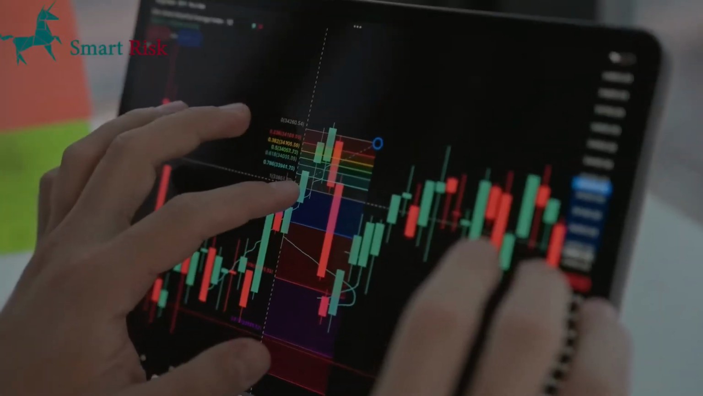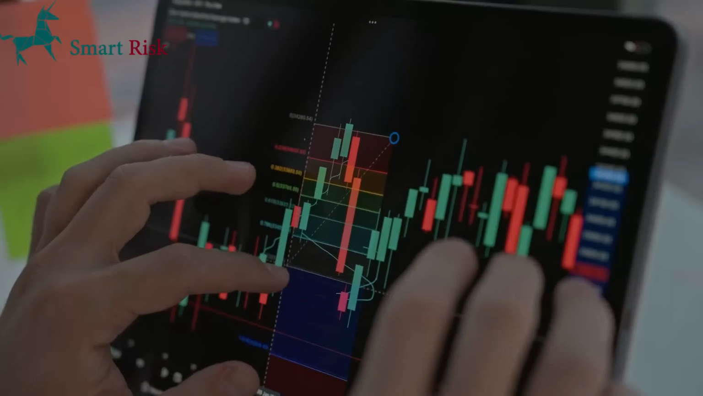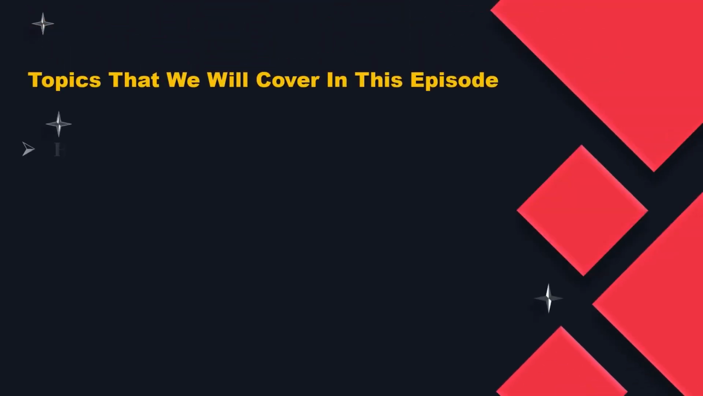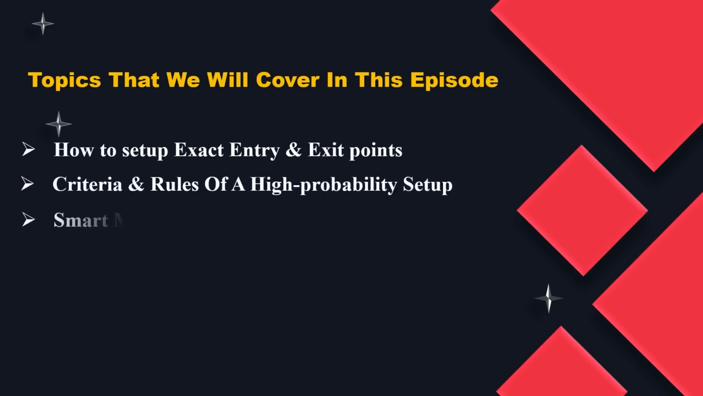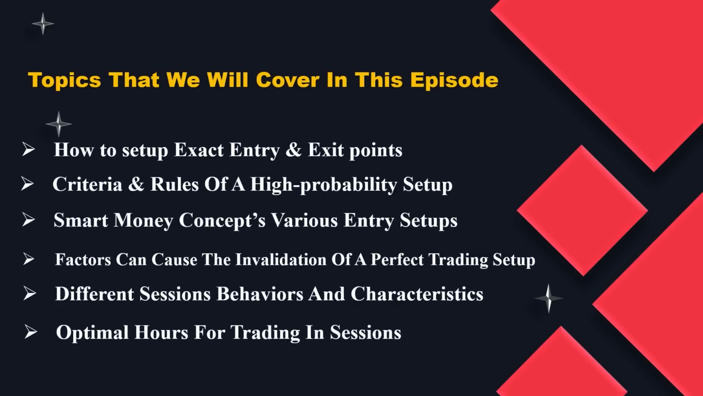We'll walk you through the essential rules and criteria for identifying high-probability trades and learn about the factors that could turn a perfect setup into a losing trade. Plus, we'll navigate the intricate dance of price behavior across different trading sessions, giving you the edge you need to make smarter trading decisions and increase your odds of success.